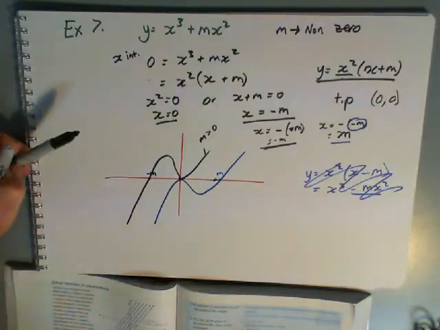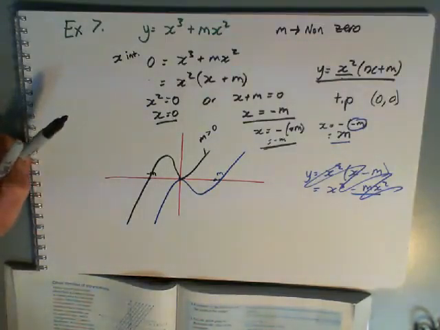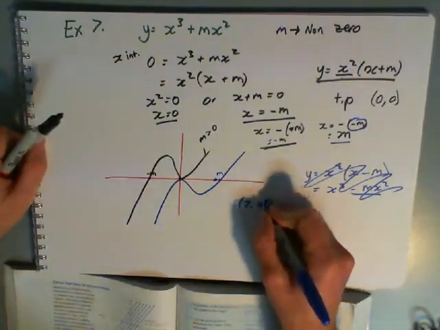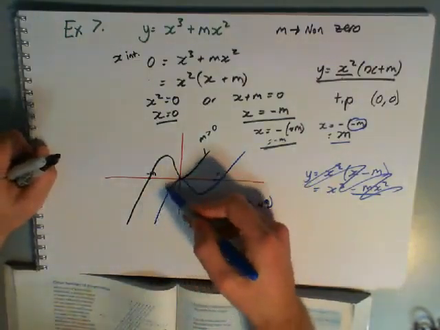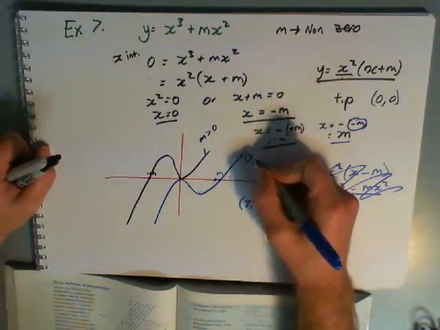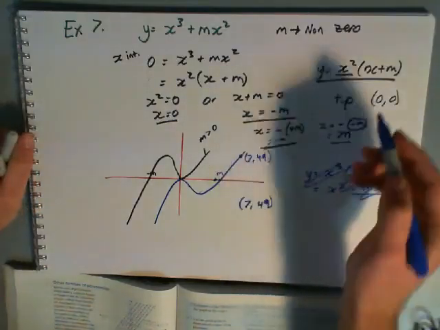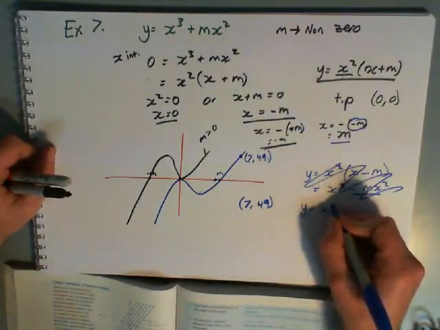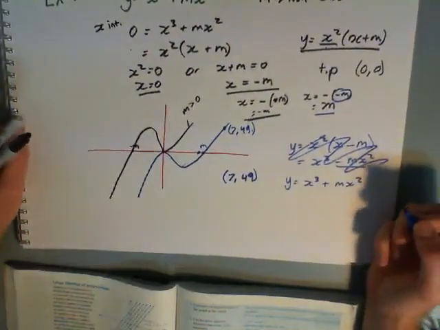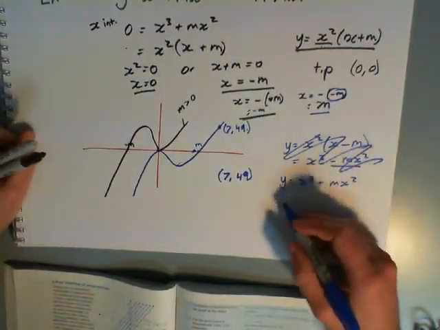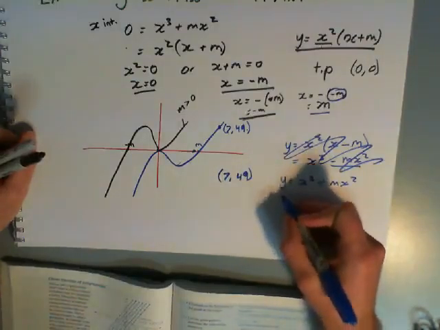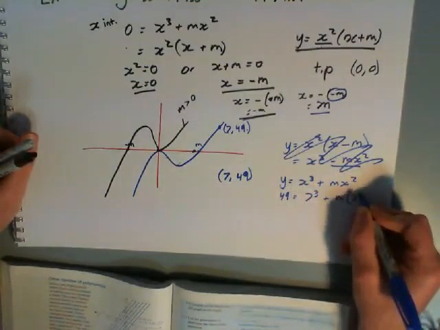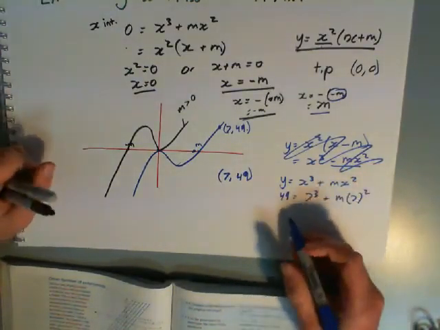Part C asks us to determine the equation of the member of the family that contains the point (7, 49). So what is our equation? That's what we're looking for. What value of m does it have to be? Well, we know that y equals x cubed plus mx squared, and we know this point, so let's use it. y is going to be 49, x is going to be 7. So just subbing those two values in.